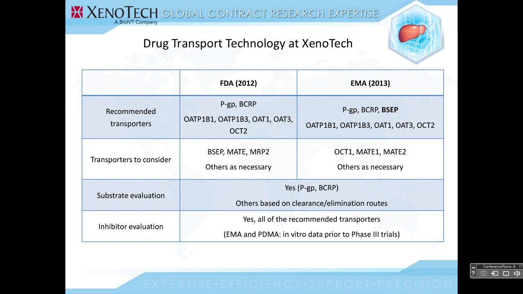And then when it comes to substrate evaluation, typically PGP and BCRP are recommended, and the others are tested based on their clearance or elimination routes. So for example, if your compound is cleared over 25% renally, we would likely recommend testing OAT1, OAT3, and OCT2.